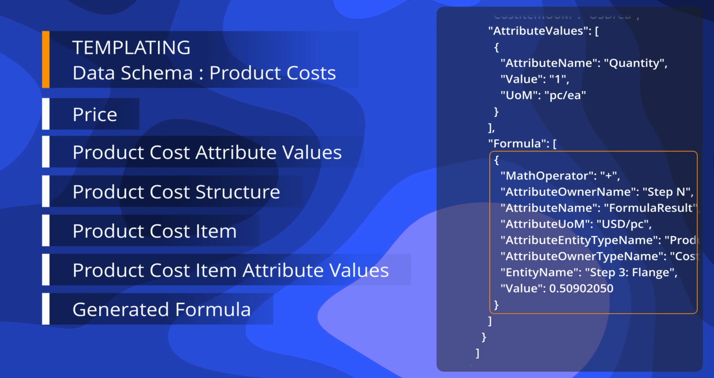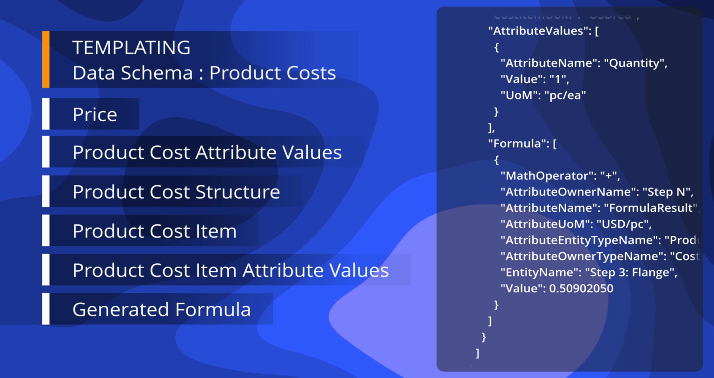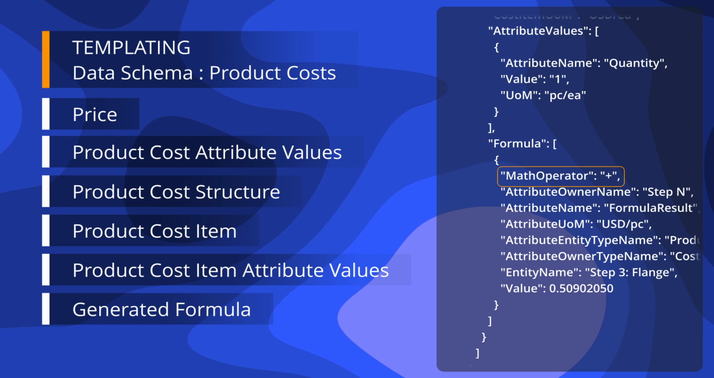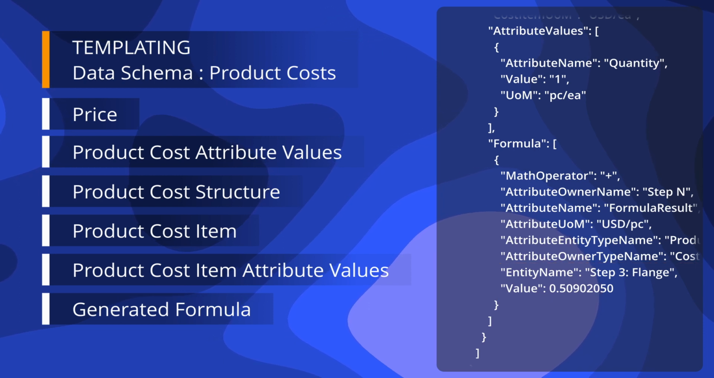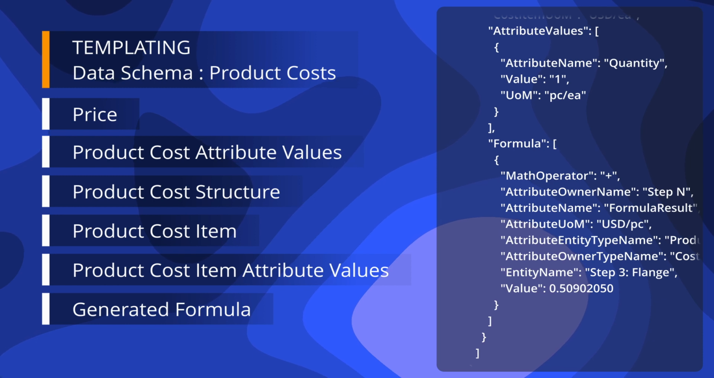Here I've included only one formula item, but of course this list could be very long. Like the cost item formulas, you'll see the same math operator and attribute details, but what's different this time is that the entity for the attribute is also shown, along with its value. This value is the real number used in the generated formula to calculate the value of the product cost item and ultimately the price of the product, so you'll find this information very helpful from an audit perspective.